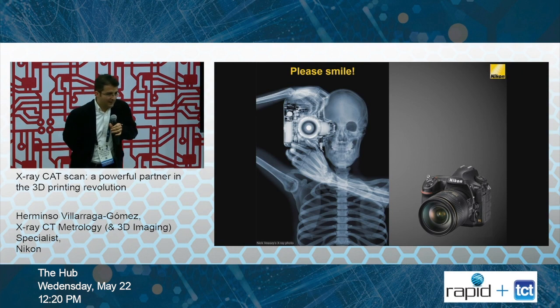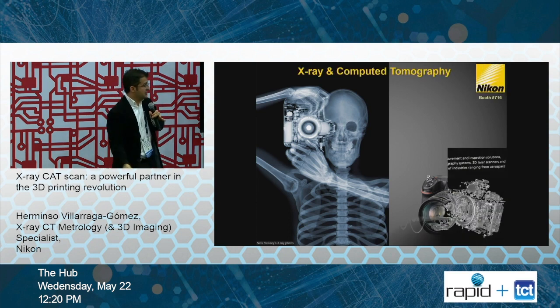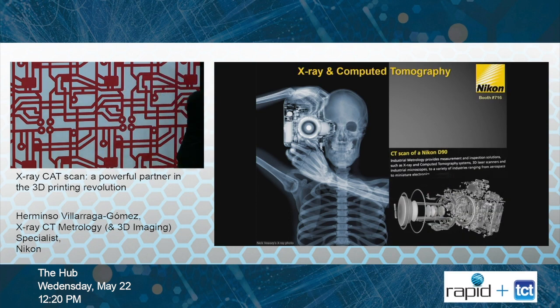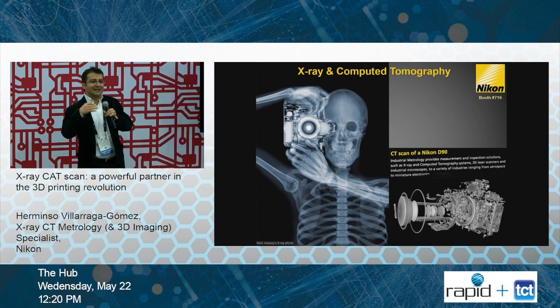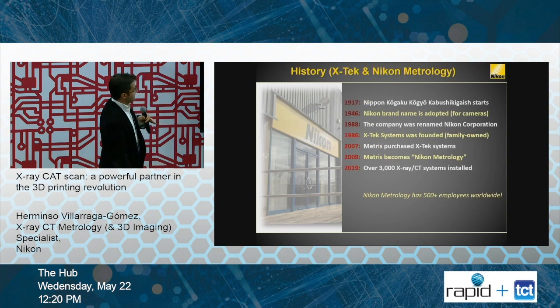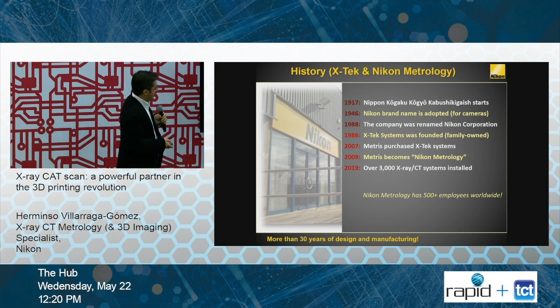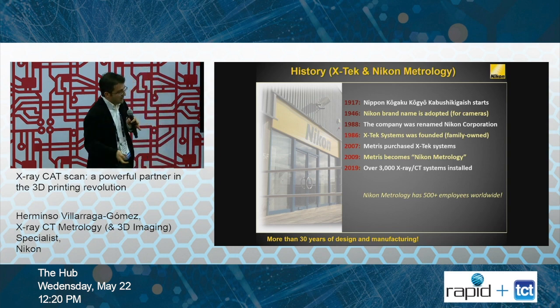So please smile. This is a typical X-ray or radiography, 2D, but with computer tomography we can actually get into the inside of the part without destroying it and create all the surfaces inside. So that's computer tomography. We have been in the X-ray CT business for over 30 years with more than 3,000 CT systems installed worldwide. So we have quite a lot of experience in this. The company is more than 100 years old.